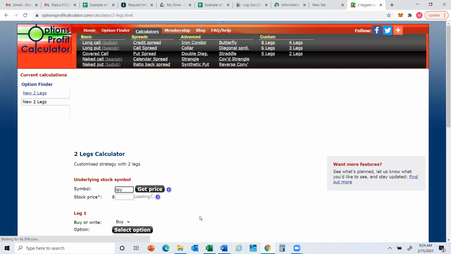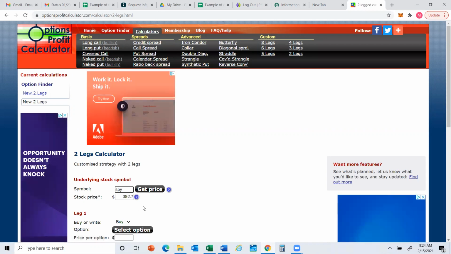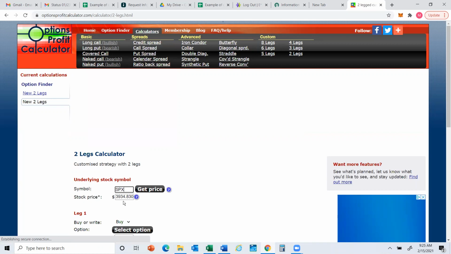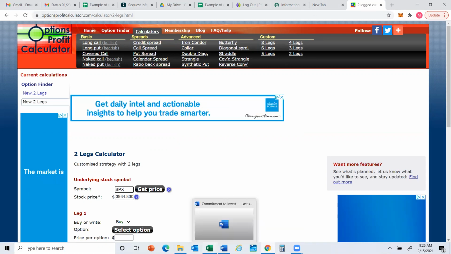So the SPY on Friday closed at $392.70, and the SPX 3934. So 3927 and 3934 would be a $7.83 price difference. So that's what the current price difference is doing.